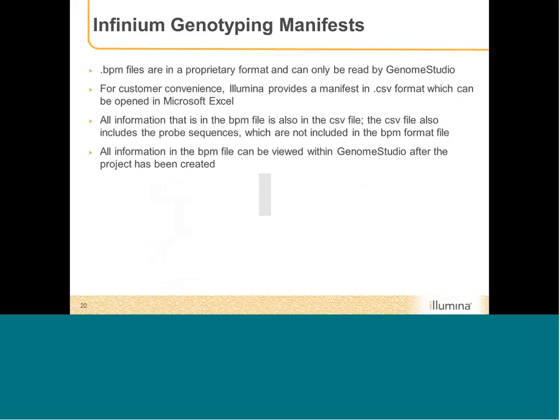All right? Infinium genotyping manifests are available in BPM format, which is the format that is used by GenomeStudio. It's a compressed proprietary format. It's also available for customers in CSV format, a text format that can be opened in Excel if it's small enough, or in a large text editor in Linux if you have a genotyping chip like the Omni 5 with 5 million SNPs that can't be opened in Excel. All the information that is in the BPM file, the compressed version, is also in the CSV file.